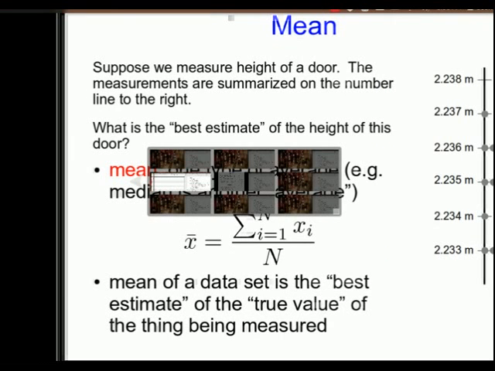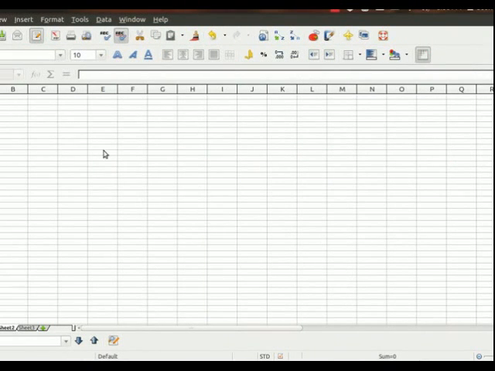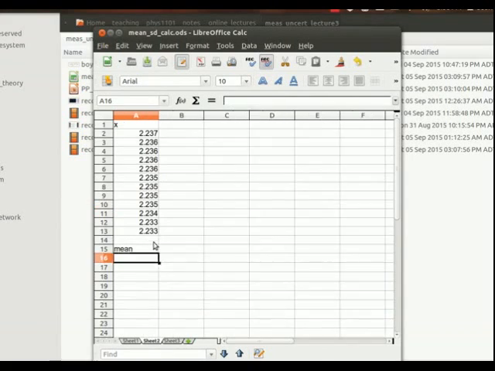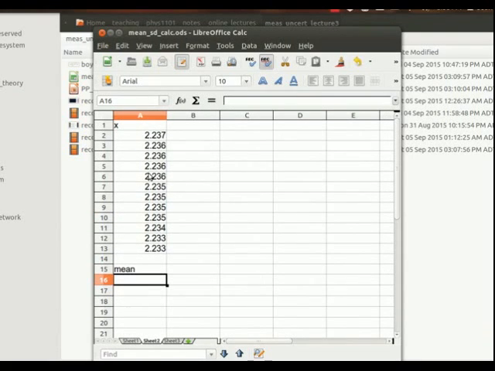And let's just quickly find it. Spreadsheets are your friend. So here is a spreadsheet, and there are the numbers from the number line, and I'm just going to calculate. We need the sum. We need to add up all of those numbers and divide by how many numbers there are, which is 12. And there's our mean, 2.23508333333. Okay, but there will be an issue of how many significant figures we actually have there.